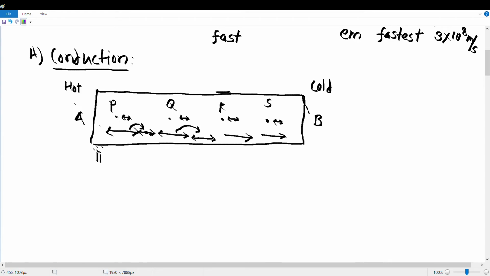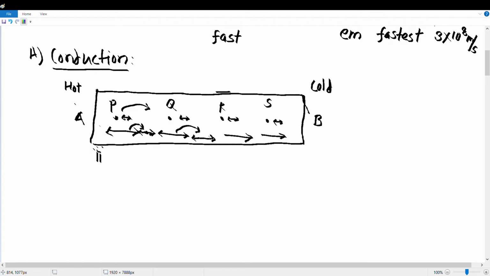You have noticed one thing, that the molecules are not moving from this hot end to the cold end. The molecule P remains there at this position. The molecule Q remains here at this position. The molecule R remains at this position. These molecules don't change their positions.